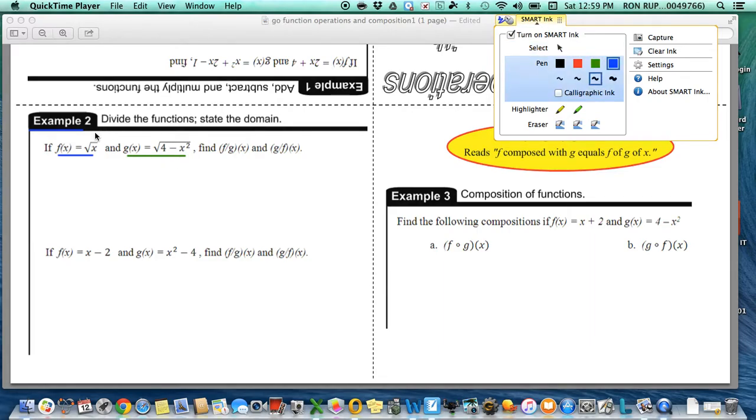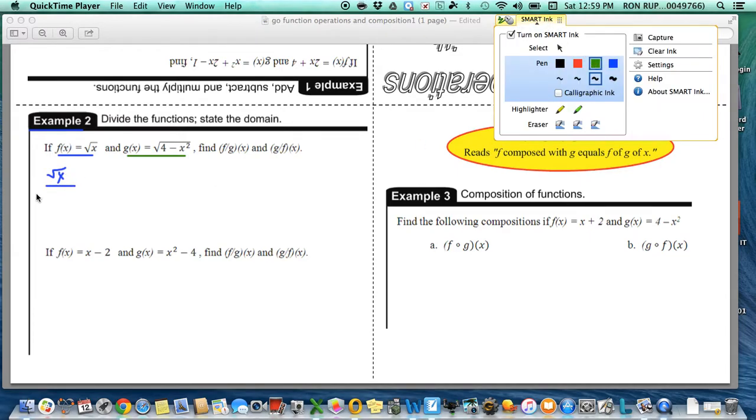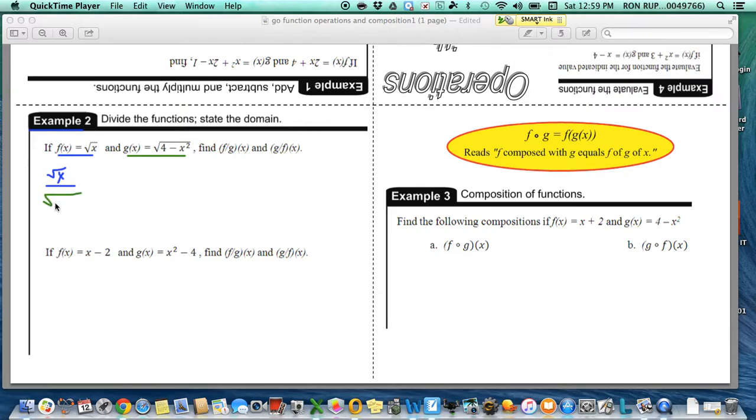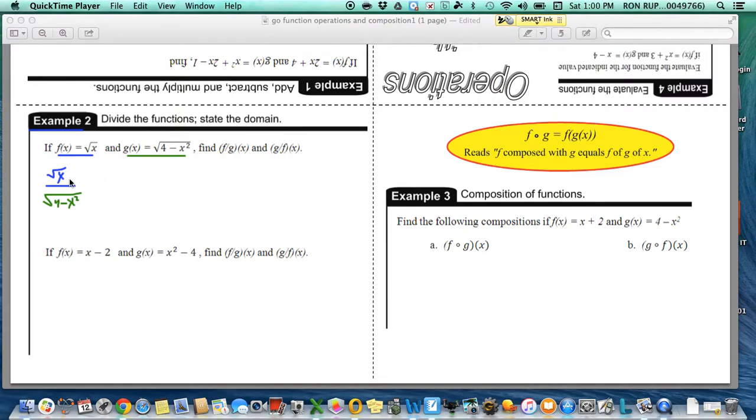So let's set the first one up. Square root of x over square root of 4 minus x squared. So here's what we're going to do. This is the correct setup. We have f over g, it's set up, it's ready to go, but if it were only that easy, we could be done, but it's not, because this can be simplified.